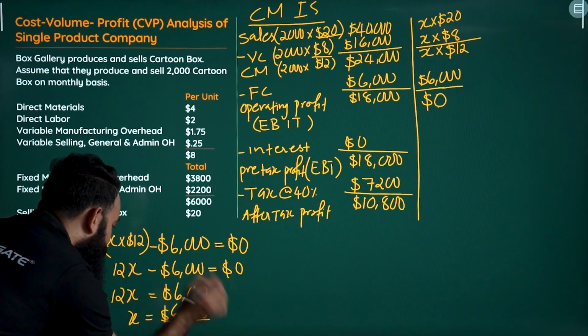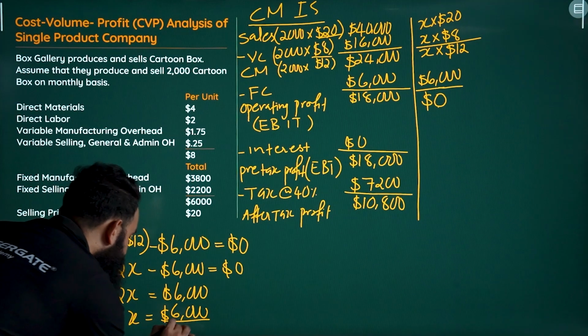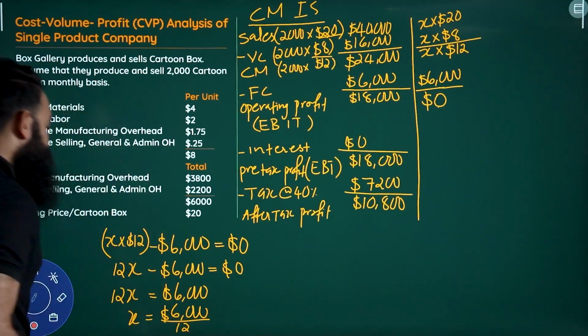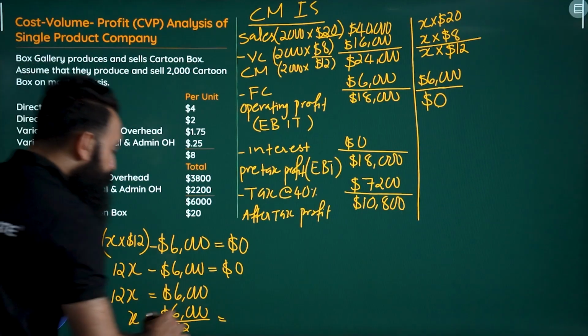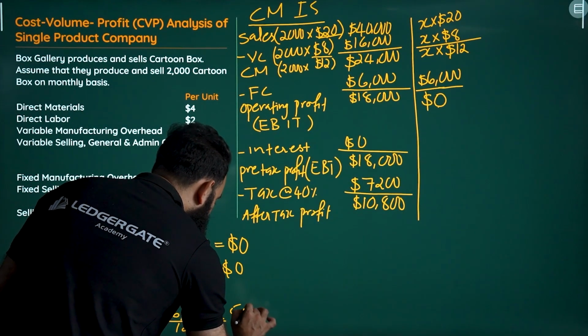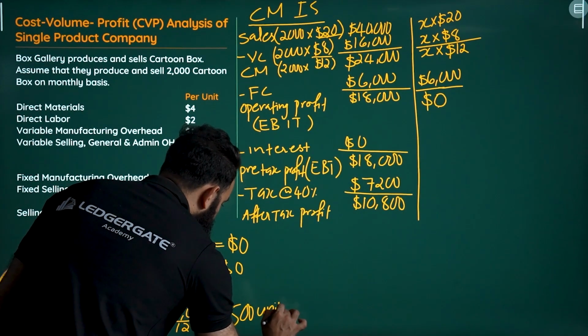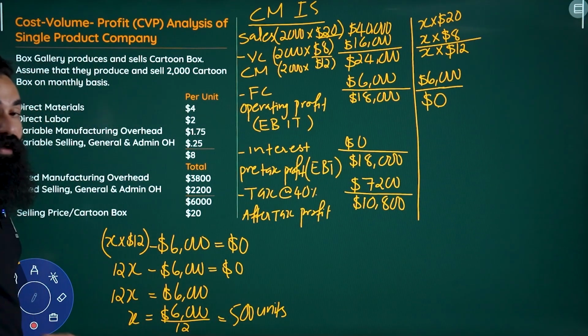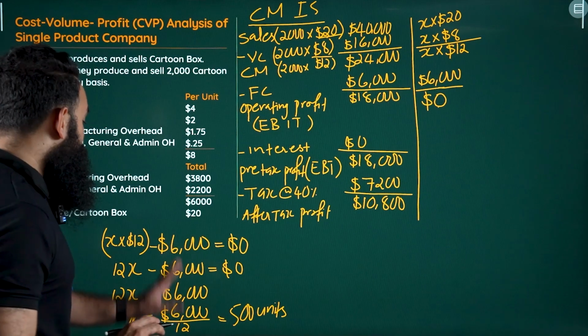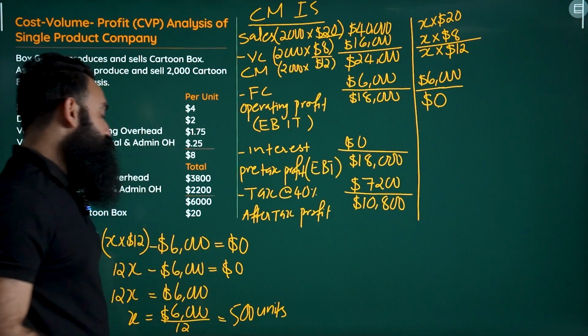When it comes to the right side of the formula, it will become division, right? So divided by 12, x is equal to how much? 6,000 divided by 12 will be how much? 500 units, right? Just take a calculator and calculate it. So you will get 500 units. So what does this 500 mean?